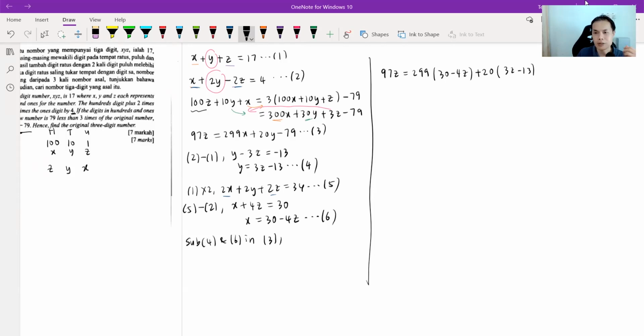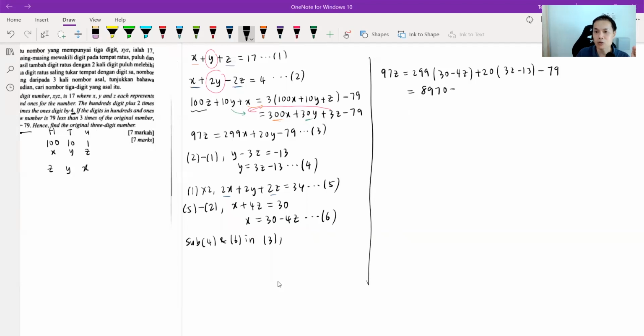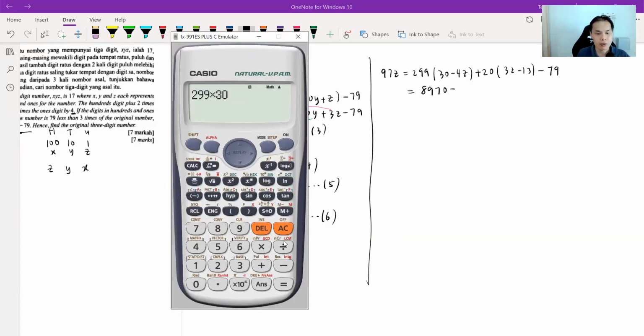Okay, so let's expand this. I know sometimes it's a bit hard for you guys to think of it. 299 times 30. Actually, you do think 300 times 3, 900. 900 minus 3, 897. But if you can't do it, you can just do like this. So it's 897, add a 0 at the back, 8970. Okay, 299 times 4. You think 300 times 4, that is 1,200. You minus 4, 1196. But if you cannot, just use calculator, or just times 4 like this. All right, 1196.